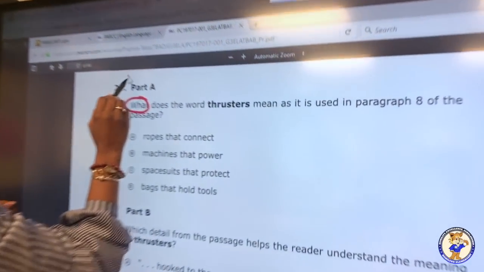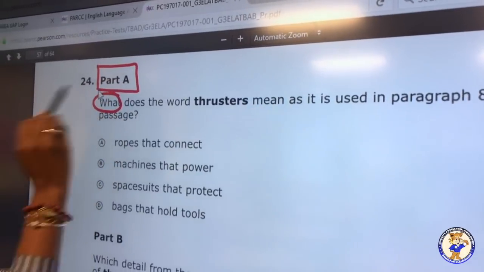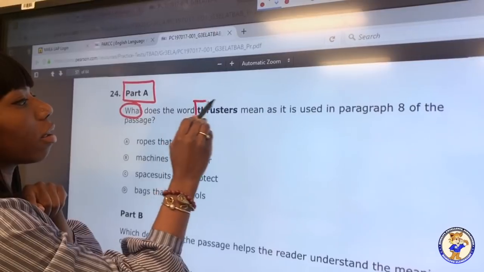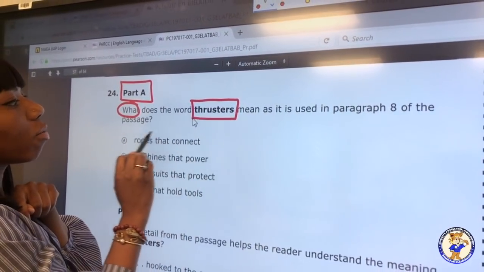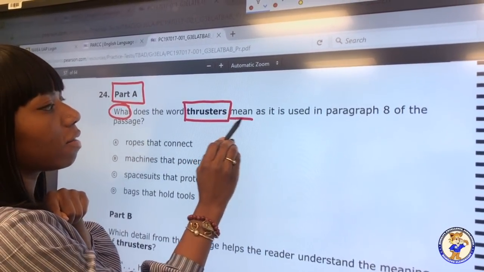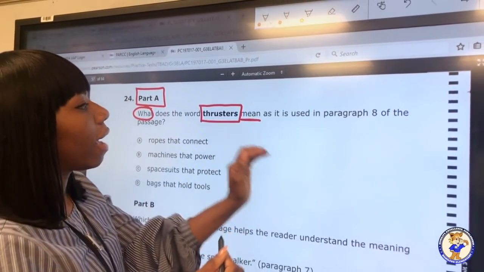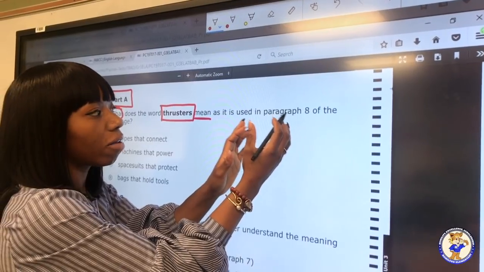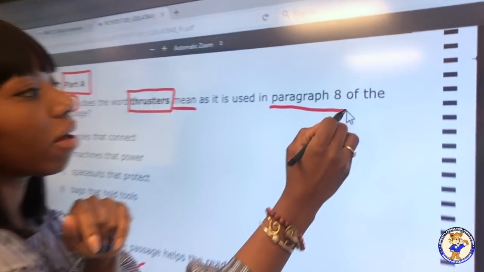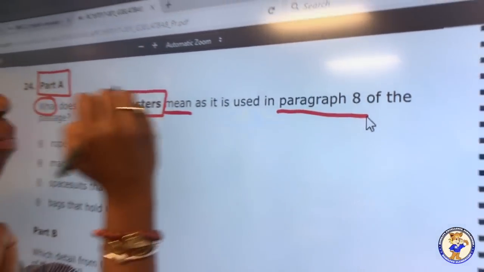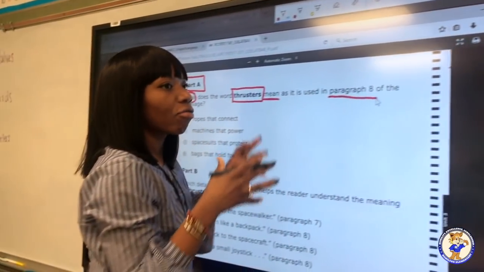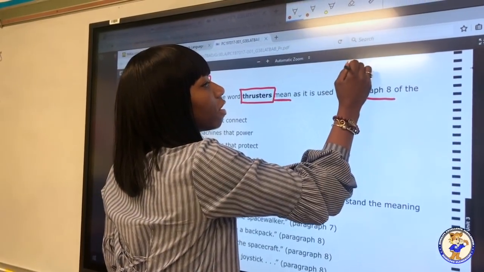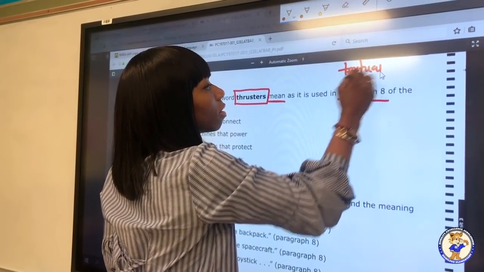I have bold print here, which I'm going to box in. The word thrusters is in bold print. I'm going to box it in. What does the word thrusters mean? That's telling me what I need to look for as it is used in paragraph 8. So they're telling me right now, don't read all of that passage. Only read paragraph 8. And again, the most important thing that any second through fifth grade, on up to high school, middle school students are looking for is textual evidence.